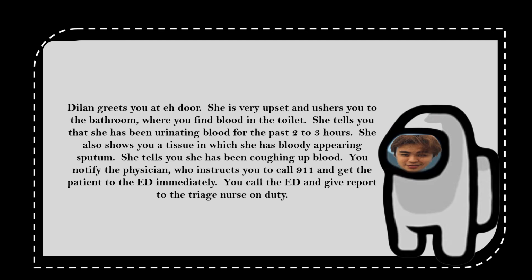You drop the blood off at the hospital and proceed to your next visit. When you return to the car, you see that Dylan sent you a text wanting you to come back now. When you return to Dylan's home, she greets you at the door. She is upset and ushers you to the bathroom where you find blood in the toilet. She tells you that she went to the bathroom and urinated blood. A tissue she used also has blood-appearing sputum and some bloody drainage from the blood draw 2 hours earlier.